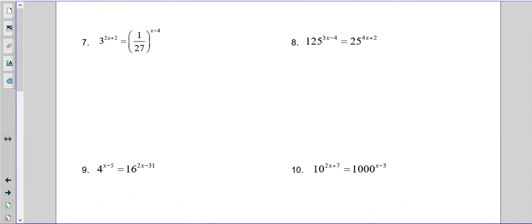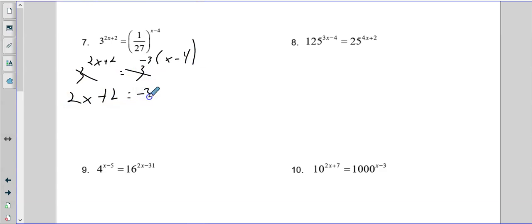The 3 is just going to stay 3 to the 2x plus 2. And over here, 3 cubed is 27. -3 is 1 over 27. X minus 4. So we just have 2x plus 2 equals -3x plus 12. Be careful of the signs. We're going to add 3x and get 5x minus 2. Get 10. Divide by 5. X equals 2.